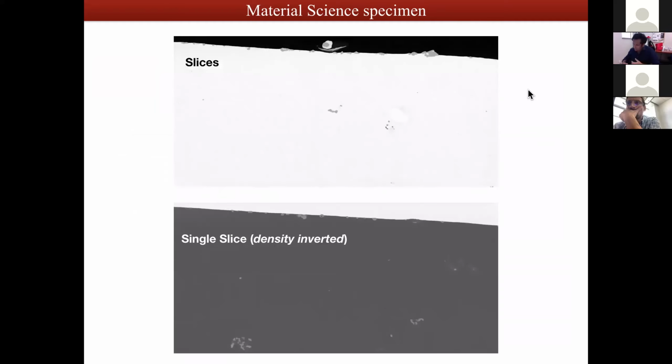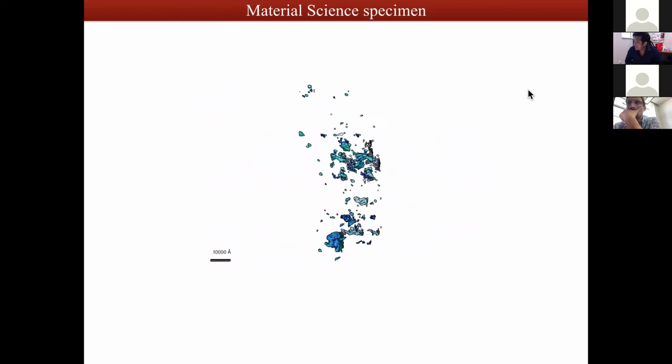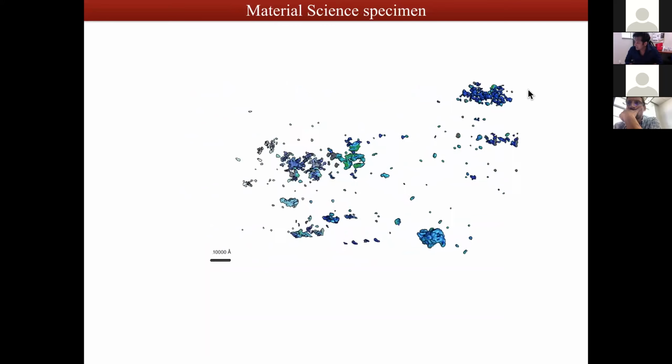And at the bottom, I show one single slice. Again, the density is inverted here. And with this data set, I did a reconstruction of the whole rubber that we have introduced into the SEM. And this is what it looks like. You can see the distribution of those tiny little densities.